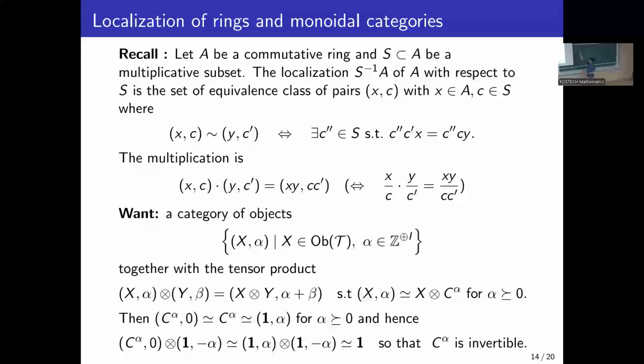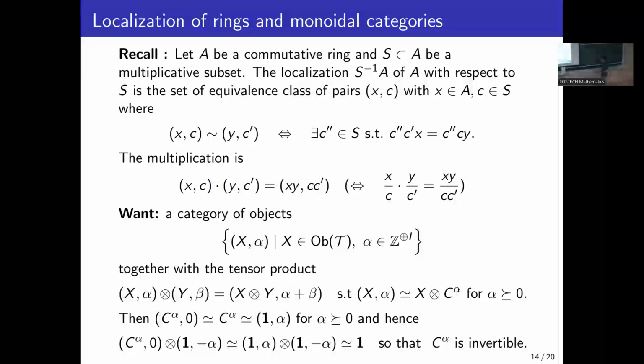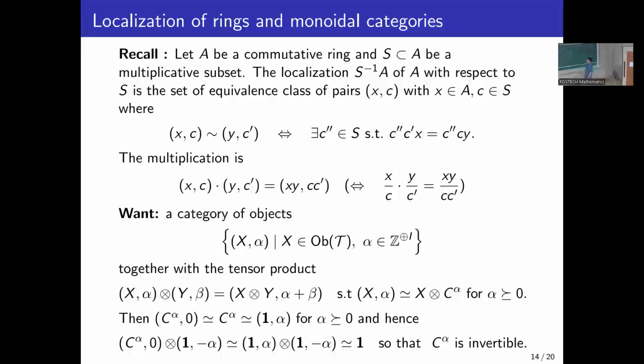Please recall the commutative ring case. If we have a multiplicative subset, say S, then the localization with respect to S is the set of equivalence classes of pairs (x, c), where x is an element of the ring and c is an element of the multiplicative subset. You write it as the ratio x over c. They are equivalent if and only if there is a third element c double prime such that multiplying by c double prime on both sides gives equality. The multiplication is given in the natural way: you take the product of denominators and the product of numerators. This is the general procedure of localization of a commutative ring.